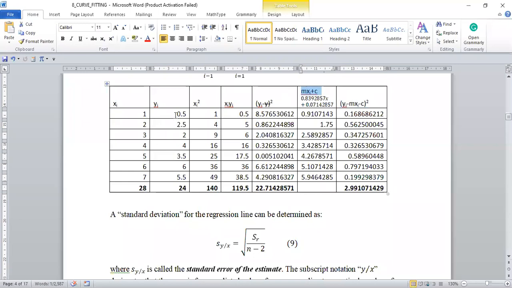Here we are subtracting this from this to get this. So y minus this gives the error, and we're going to sum over the error. When we summed over the error, we arrived at 2.99. Remember that we are trying to drive this error to 0, and we got approximately 3.